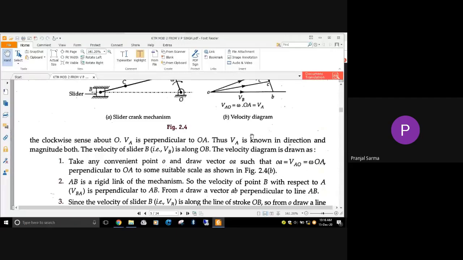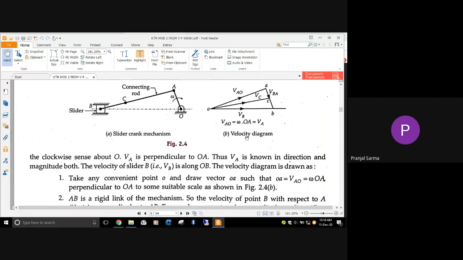We always consider V equal to R omega. That is the very basic requirement, and we use that knowledge: the velocity magnitude, as well as the direction of the velocity, which is perpendicular to the link itself. Using that knowledge, we drew the velocity diagram, with different logics. Suppose the slider has motion, that is the velocity along the line of stroke. Those things we discussed.